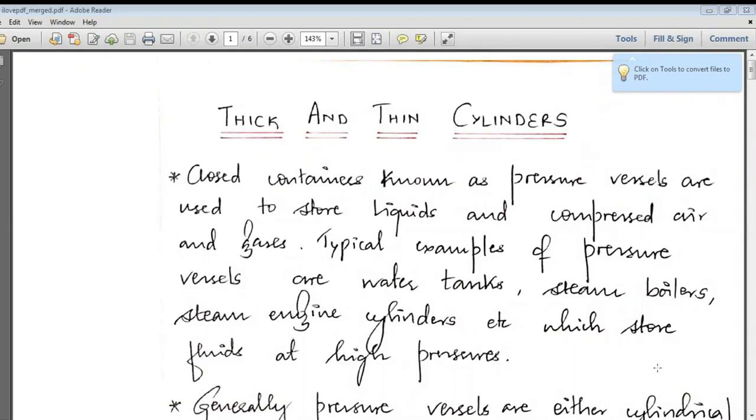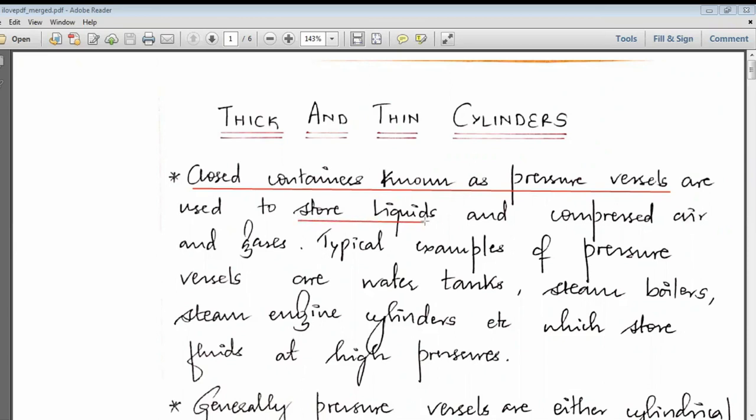In today's session, we'll be studying thick and thin cylinders. This is unit number 2 from module number 2. Initially, let me start with the definition of a cylinder. Cylinders are nothing but closed containers known as pressure vessels, and these are used to store liquids, compressed air, and gases.